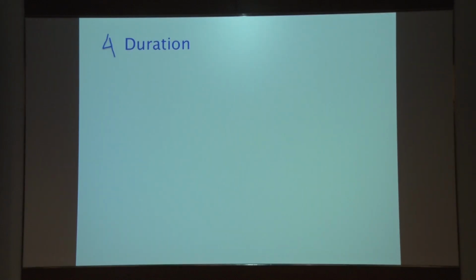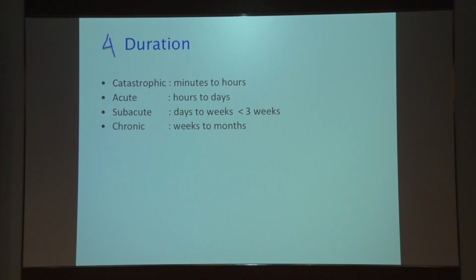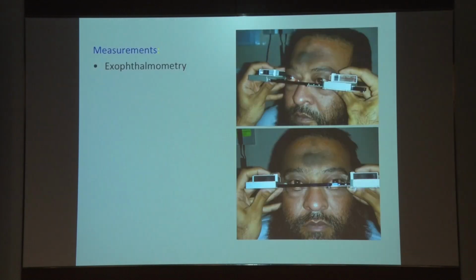So now we say is the duration. And this sequence that I'm going in is something that Shields has described, but it's something that stayed with me through my UG and fellowship, and I really like it. So duration is catastrophic, which occurs within minutes and hours, acute, subacute, and chronic. And then, of course, the clinical course of the disease.